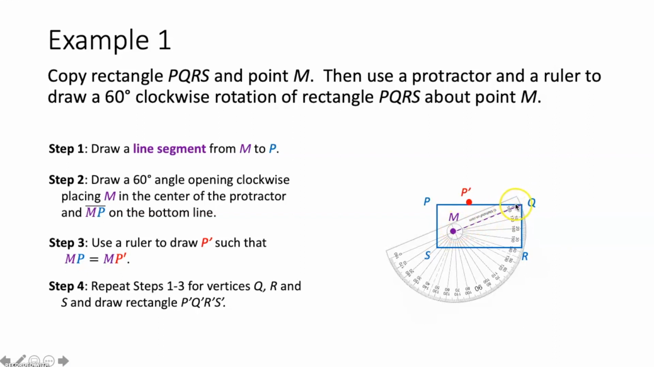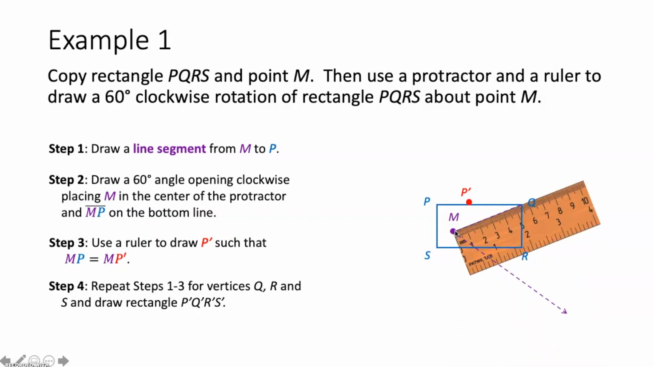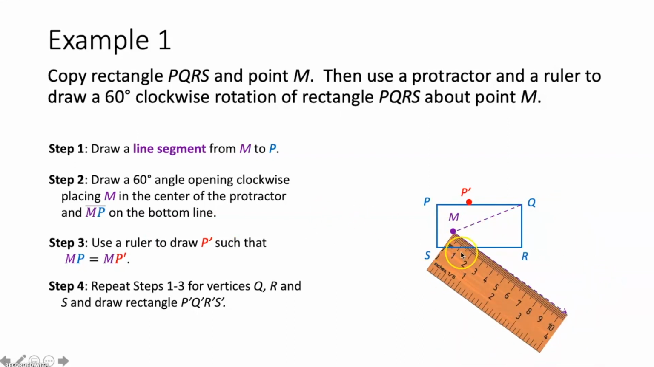Next, I find that 60-degree line. Again, we're not going to use the one that's over here because that would create an obtuse angle. That would be greater than 90 degrees. I want an acute angle, 60 degrees. That should be less than 90 degrees. So we start at point M and draw a ray going through that 60-degree line. We then measure the distance from M to Q. Measure that same distance on the 60-degree line, and we get Q prime, the image of point Q after it's been rotated 60 degrees clockwise about point M.